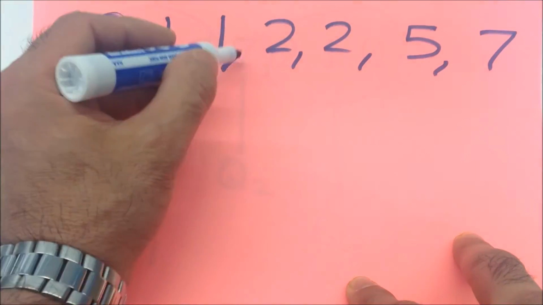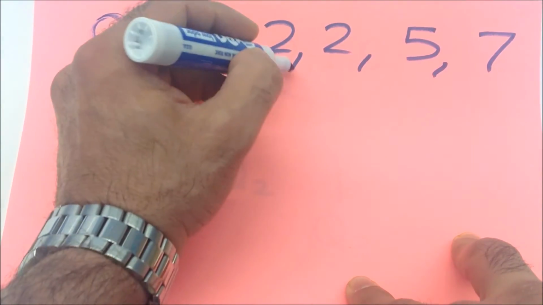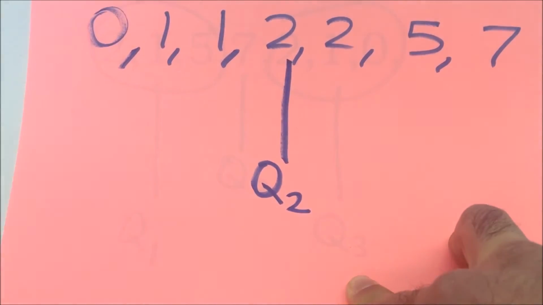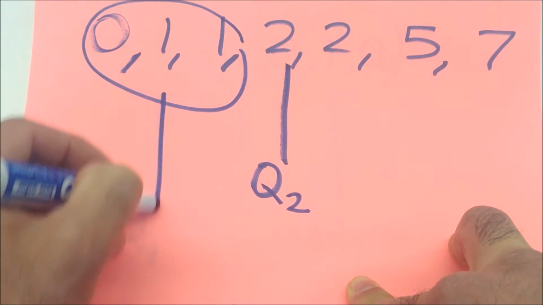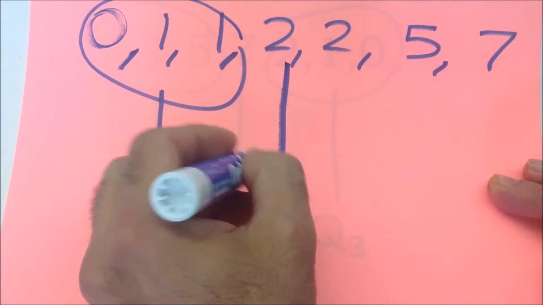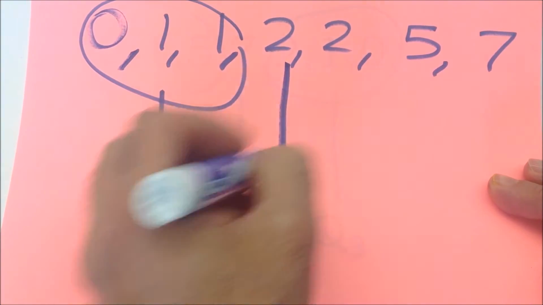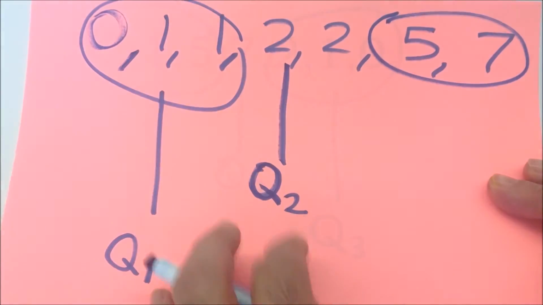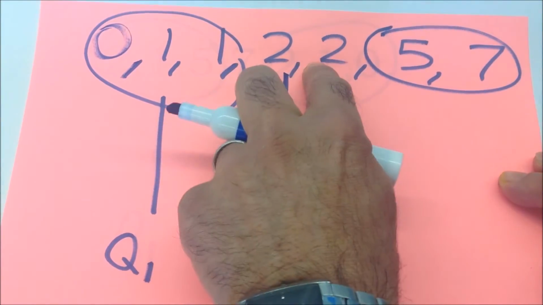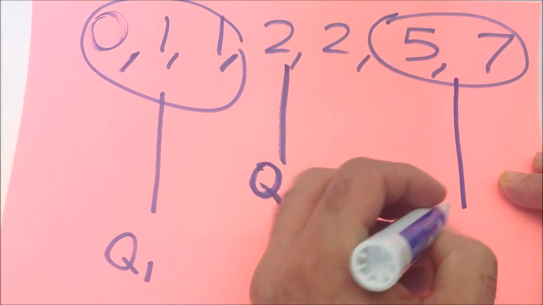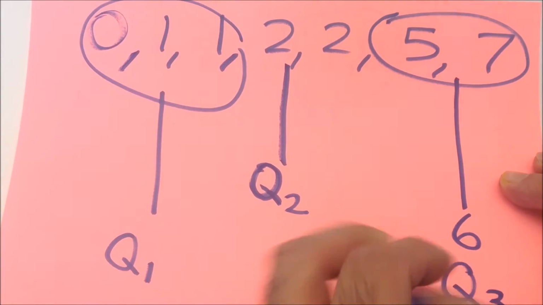So we have 1, 2, 3, 4, 5, 6, 7. The middle number is 2. So that's Q2. To the left, we have Q1. Now be careful with Q3. We want the numbers to the right of Q2. And since Q2 is 2, we need only these numbers. Got to be very careful for that. Don't count 2 this time. So what's between 5 and 7? 6. So 6 would be Q3.